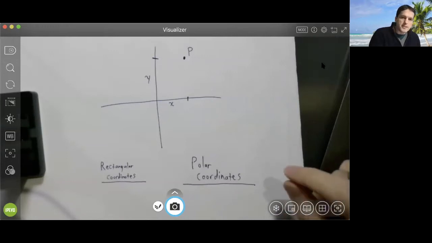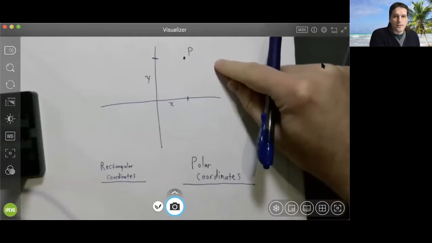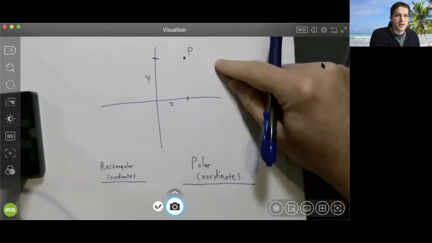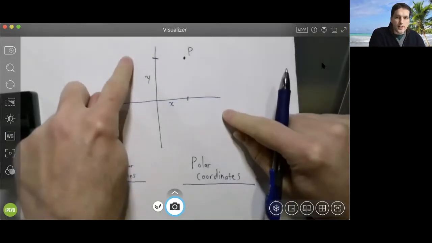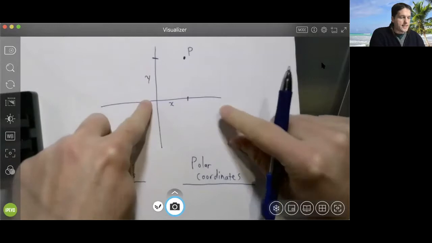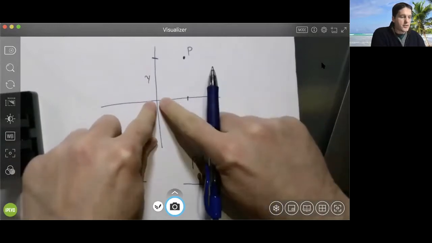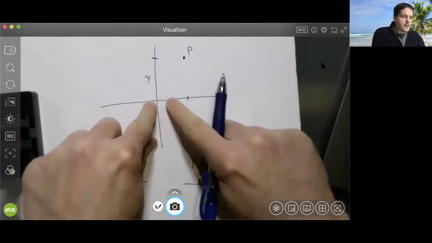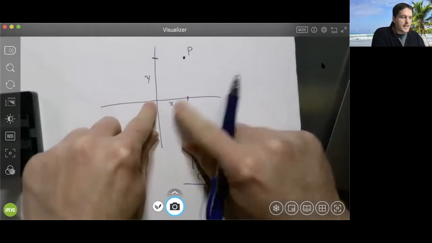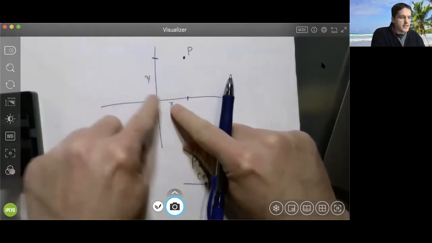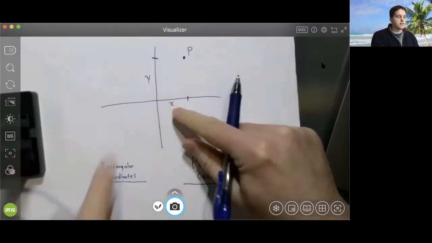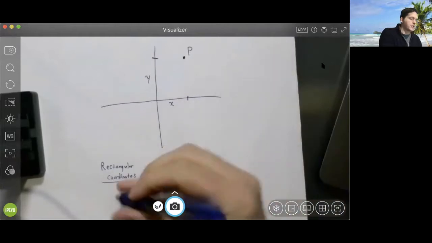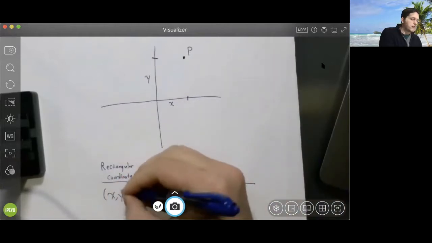Usually when we want to specify the location of a point in the plane, we use a rectangular coordinate system or a Cartesian coordinate system. The way that works is we draw our axes and we say, to get from the origin to this point, how far to the right do you have to go? And how far up do you have to go? These two numbers, x and y, are the Cartesian coordinates or the rectangular coordinates of P. The coordinates of P are x, y.